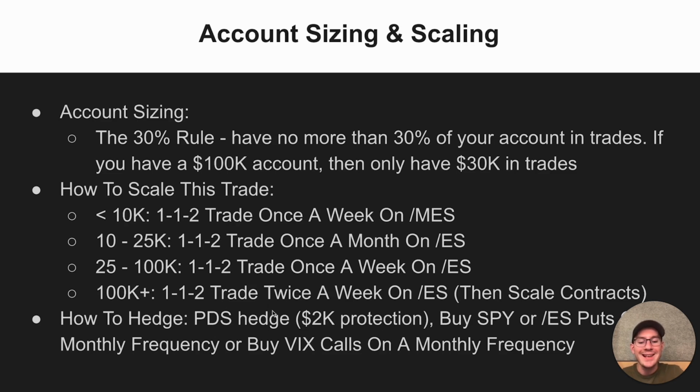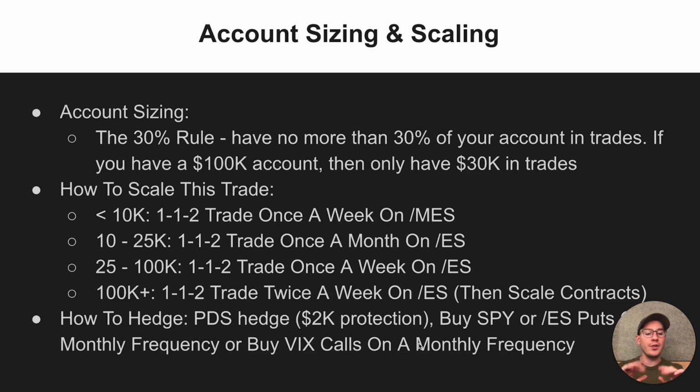If we're doing it on ES, that will give us about $2,000 of downside protection per hedge. That means the 1-1-2 makes us money, then we take the profit, and that leaves us with a put debit spread hedge that gives us some downside protection. We can also just outright buy a SPY or ES put once a month, and this can help offset some delta risk. And then we can also buy VIX calls on a monthly basis as well.